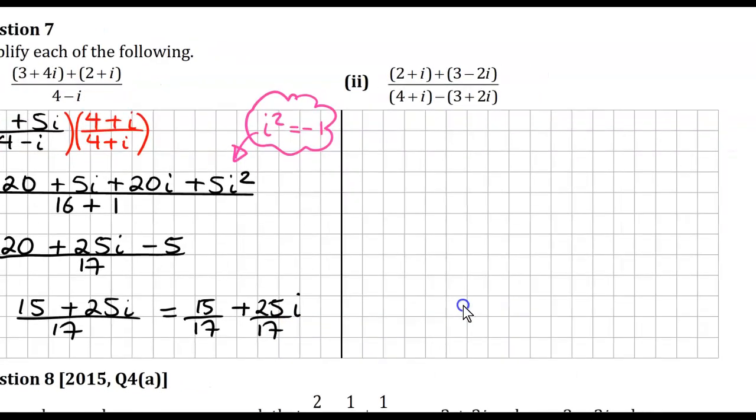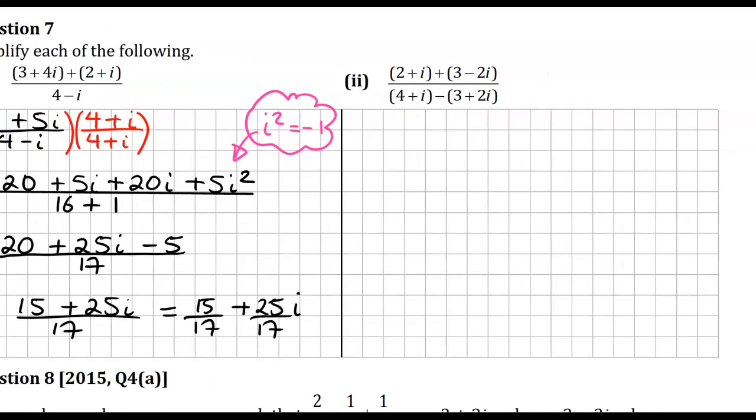Okay, so the next one then, same idea again. We'll tidy up the top and the bottom, just being a little bit more careful with the bottom because there's a minus sign, so we need to distribute that by everything in the bracket. So 2 plus i plus, I'm going to complete that all at the one time rather than wasting space. So 2 plus 3 is 5, and i minus 2i is minus i.